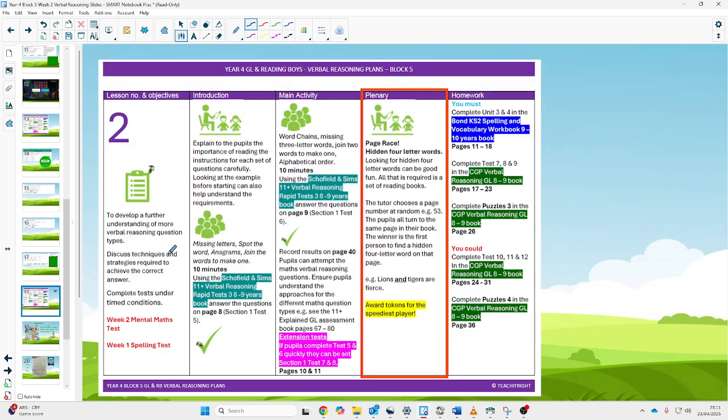One of the things that we asked the children to bring along to this lesson was a reading book, and this was to play the game Page Race, and it really builds on knowledge of hidden 4-letter words. So hopefully you've got a reading book to hand. I would certainly suggest you play this with a sibling or a parent or a friend or a guardian, anyone who you can play this with, because this is really good fun.